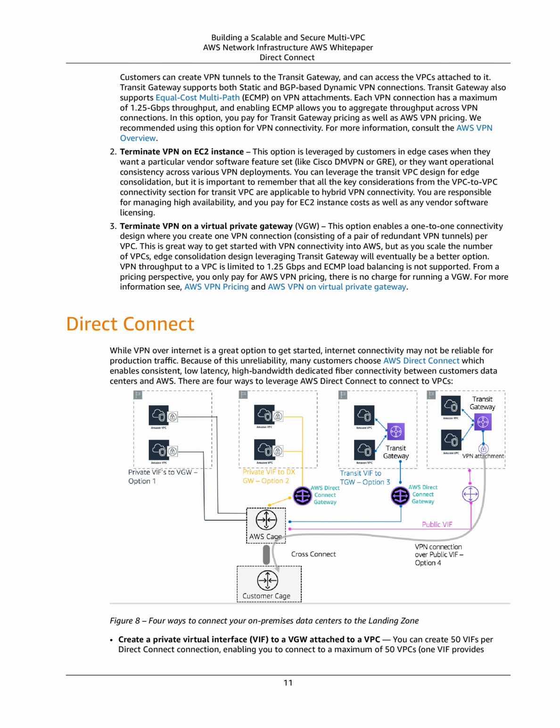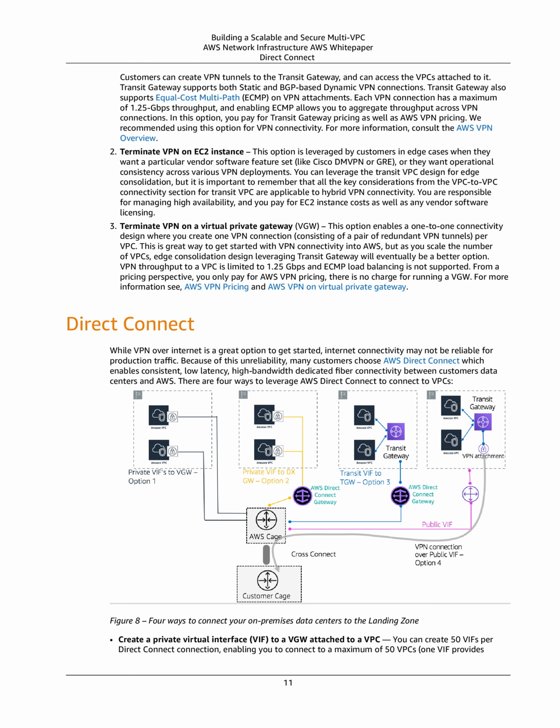3. Terminate VPN on a virtual private gateway, VGW. This option enables a one-to-one connectivity design where you create one VPN connection, consisting of a pair of redundant VPN tunnels, per VPC. This is a great way to get started with VPN connectivity into AWS, but as you scale the number of VPCs, edge consolidation design leveraging Transit Gateway will eventually be a better option. VPN throughput to a VPC is limited to 1.25 gigabits per second and ECMP load balancing is not supported. From a pricing perspective, you only pay for AWS VPN pricing; there is no charge for running a VGW. For more information see AWS VPN pricing and AWS VPN on Virtual Private Gateway.